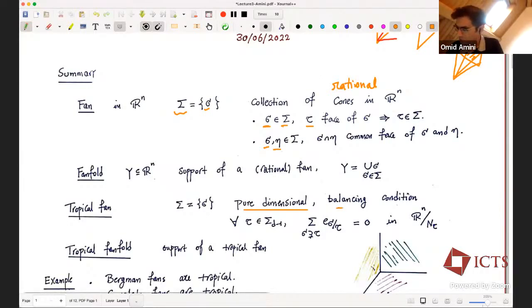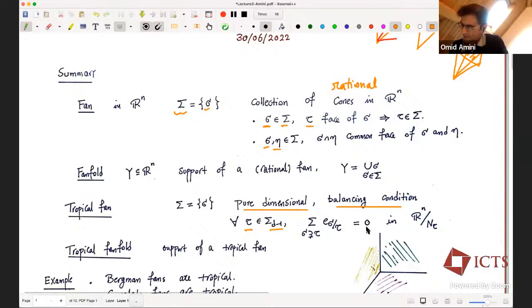And the balancing condition, as I said yesterday, was in the more general setting of having weights. I didn't explain weights, but in this lecture and the one which follows tomorrow, the weights will be equal to 1. And in this case, the balancing condition has this very nice form. It tells you that every time you fix a face which has codimension 1, this is a cone inside your fan which has codimension 1. So the dimension of the fan is d, and this has dimension d minus 1.